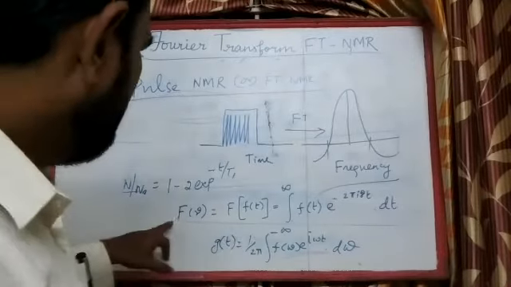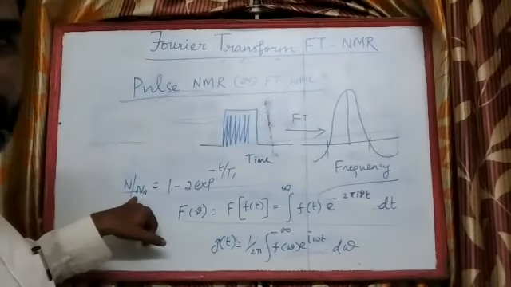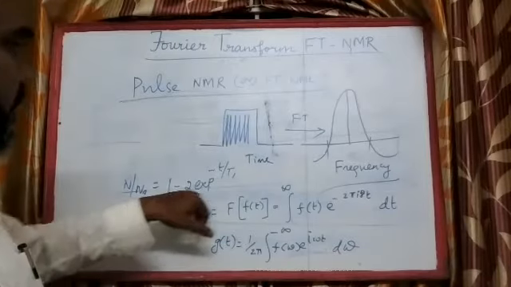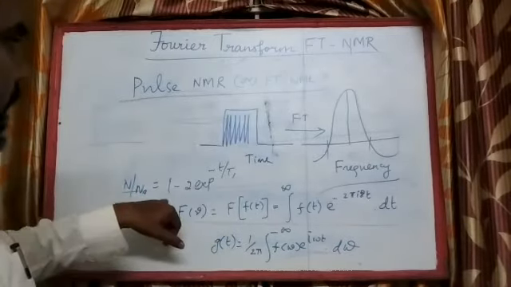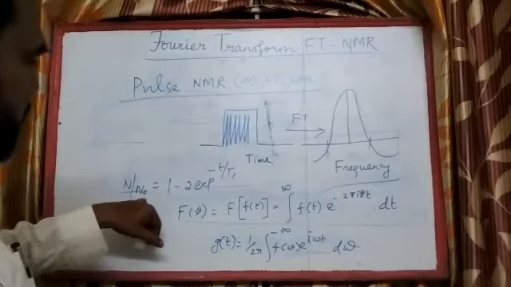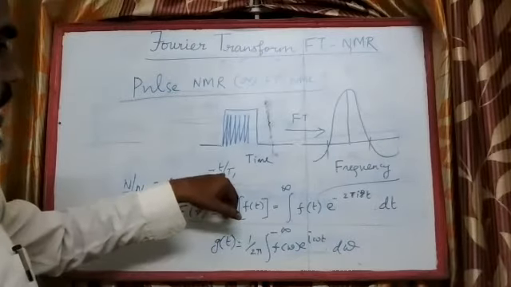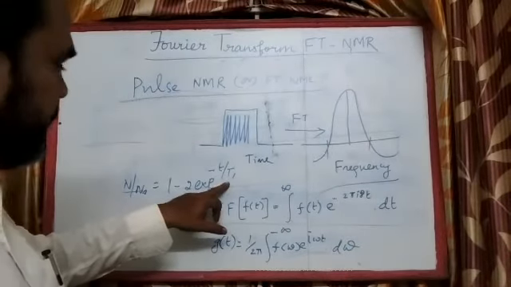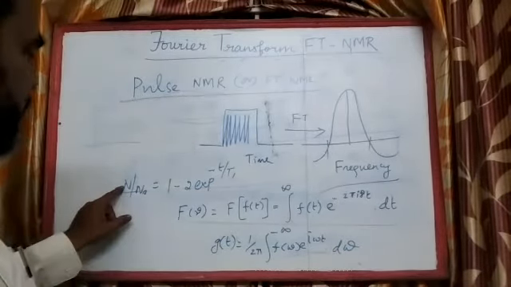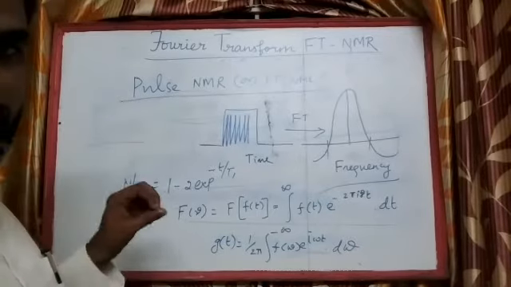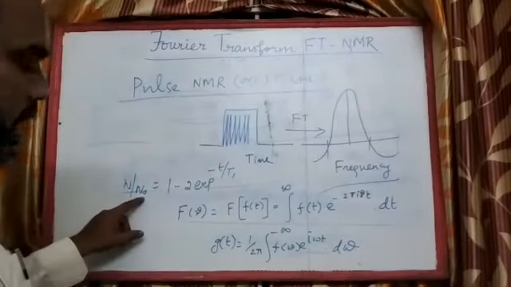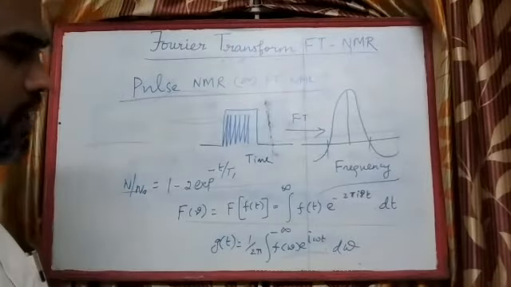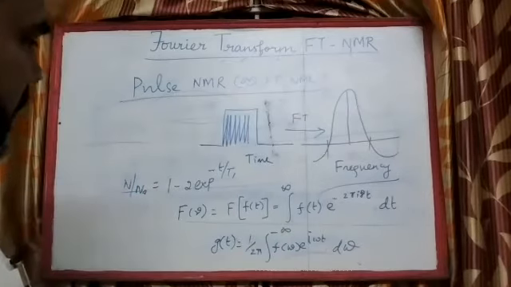This is the formula for the population change which can be expected upon resonation: N by N0 is equal to 1 minus 2 exponential minus t by T1. T1 is the spin lattice relaxation time. N is the number of resonating protons in the higher level, and N0 is for the ground level.